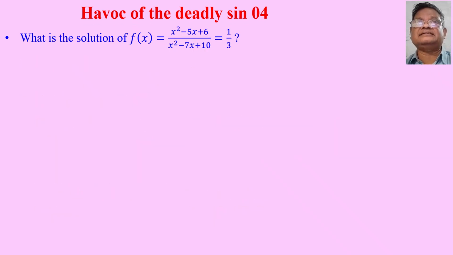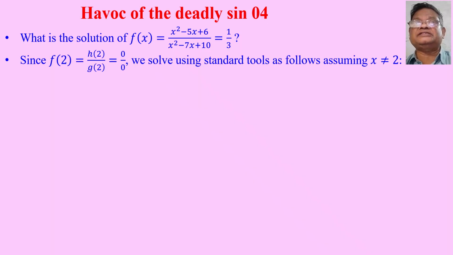As another example, what is the solution of f(x) equals (x squared minus 5x plus 6) divided by (x squared minus 7x plus 10) is equal to 1/3? Since f(2) is equal to h(2) over g(2) equals 0 divided by 0, we solve using the standard tools as follows, assuming x is not equal to 2.